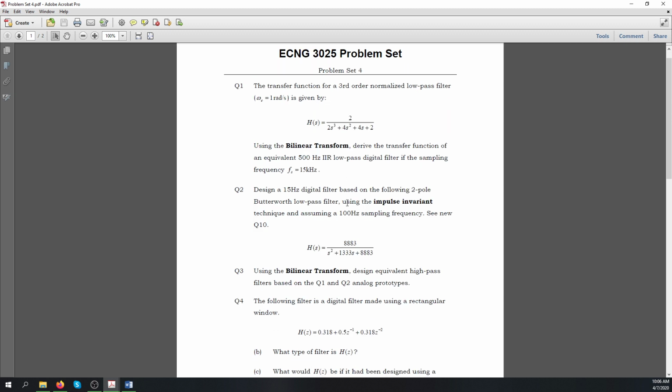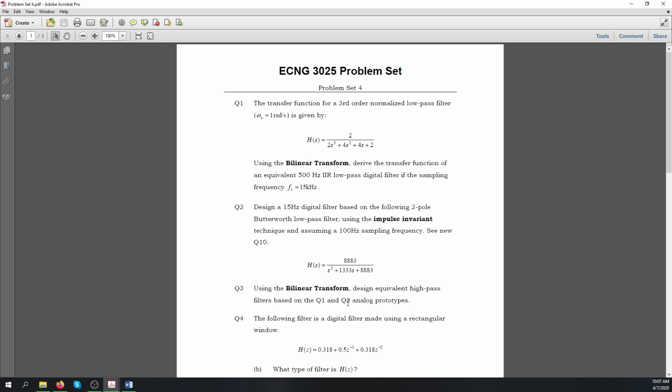In particular, these questions from 1 to 4 are what you might expect on your final exam, because you will always be tested on the bilinear transform and the impulse invariant design technique.